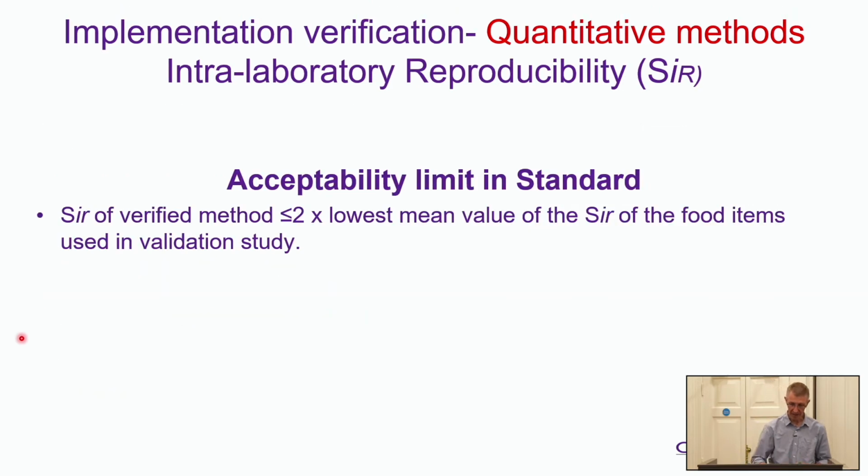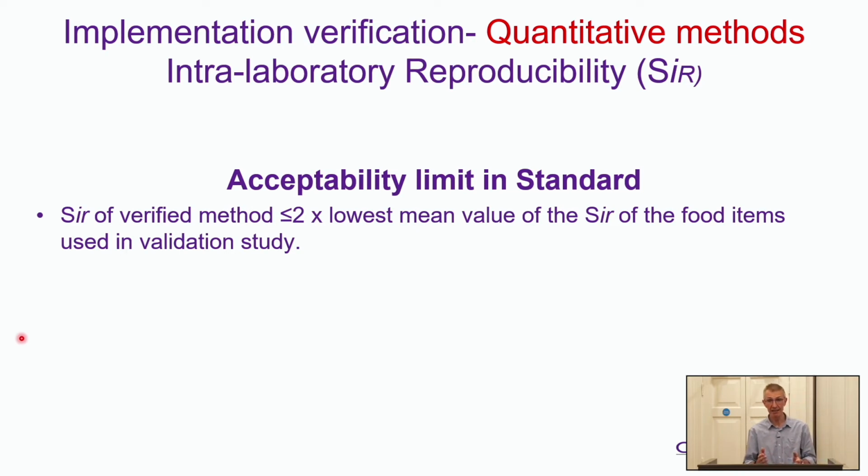I think we've got it on the next slide actually. What we're looking at, the acceptability limit that's in the standard, says that the reproducibility of the verified method should be less than or equal to twice the lowest mean value that was found in the validation study. So if you look at the validation study reports, either in the ISO standard or in the AFNOR or Microval certificate, then it's allowing you a little bit of room for manoeuvre, and it says it's acceptable if it's twice that particular value.